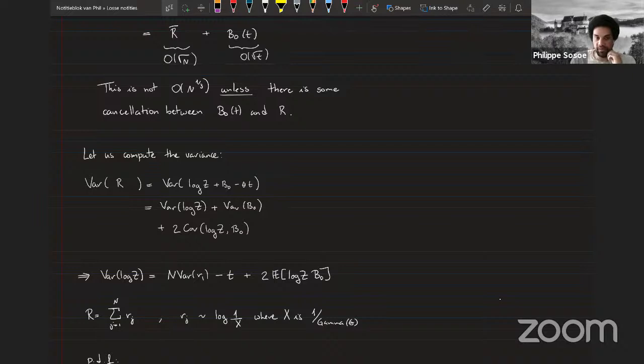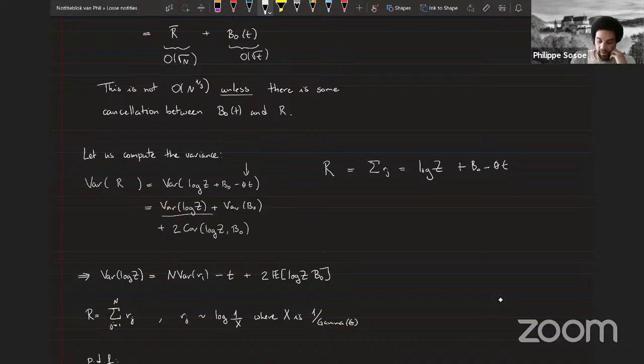Remember, the telescoping representation tells us that R, the sum of the R_j's, is equal to log Z minus B_0(t) plus θt. Sorry, this should be plus minus. So we can write the variance of R as the variance of these terms. This θ times t is constant, so we're just looking at the variance of a sum. So we get the sum of the variances plus the covariance.